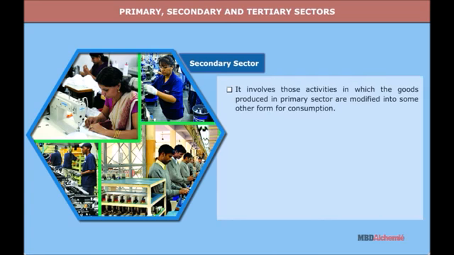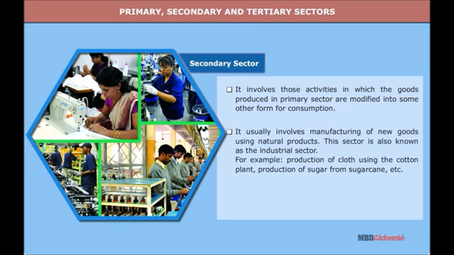Secondary sector. It involves those activities in which the goods produced in primary sector are modified into some other form for consumption. It usually involves manufacturing of new goods using natural products. This sector is also known as the industrial sector. For example, production of cloth using the cotton plant, production of sugar from sugarcane, etc.